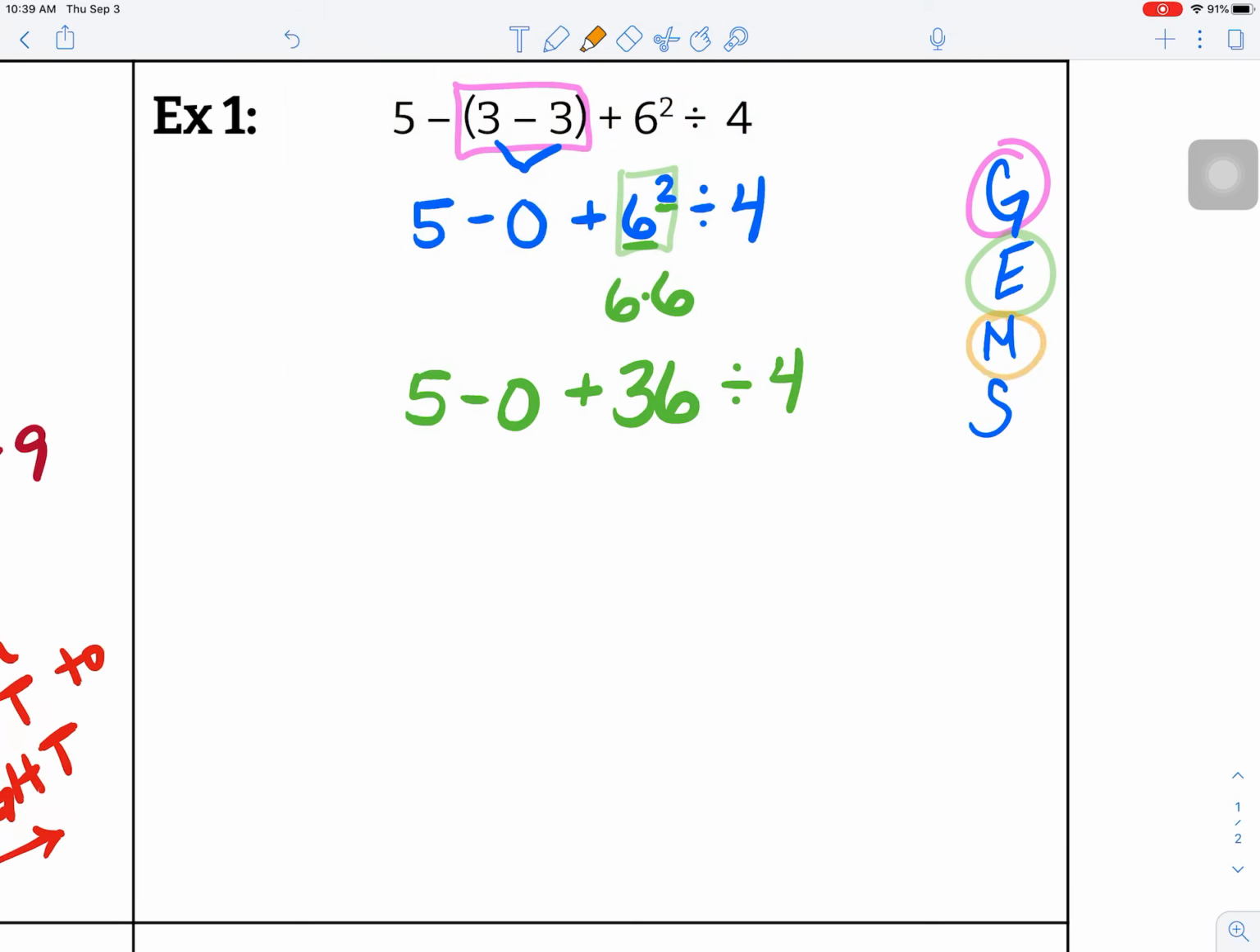Next, do I have any multiplication or division? So I'm looking, no. Aha, I do. So this is what I need to do next. 36 divided by 4 is 9.